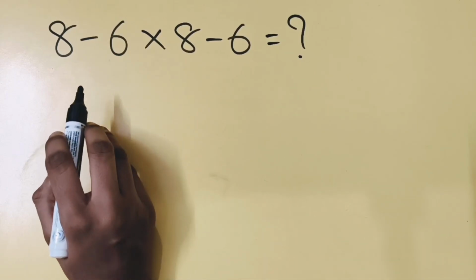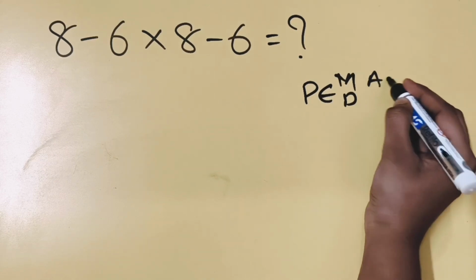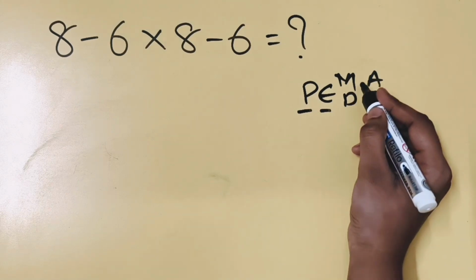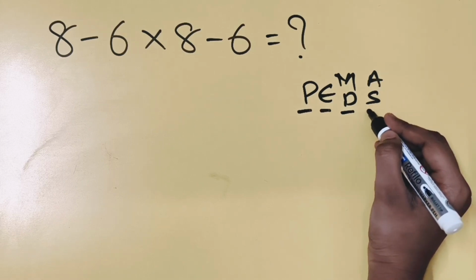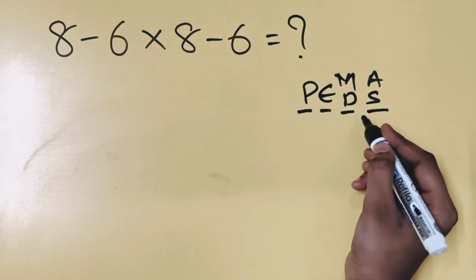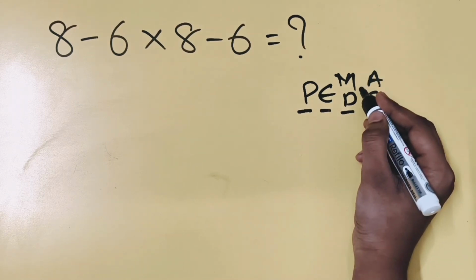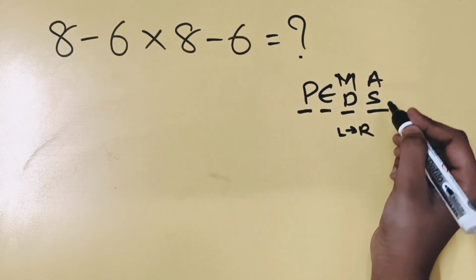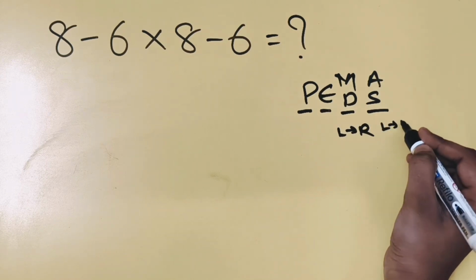Here, according to the order of operations, which is PEMDAS, P stands for parenthesis, E stands for exponents, M and D stand for multiplication and division, A and S stand for addition and subtraction. So first we need to do the parenthesis, next exponents, next multiplication or division, next addition or subtraction. Here multiplication and division have equal priority, so it goes from left to right. As per the addition or subtraction, same from left to right.